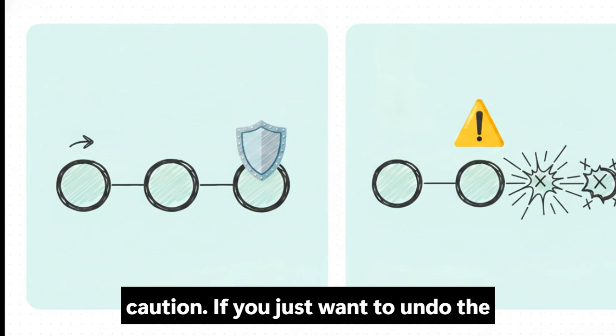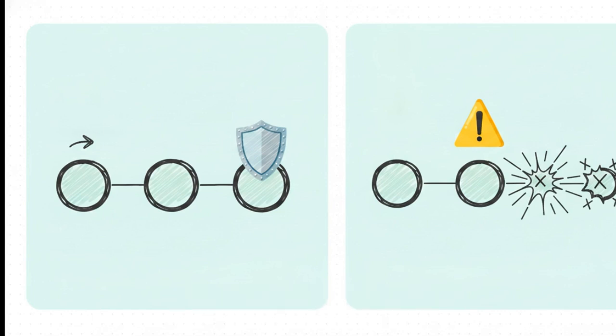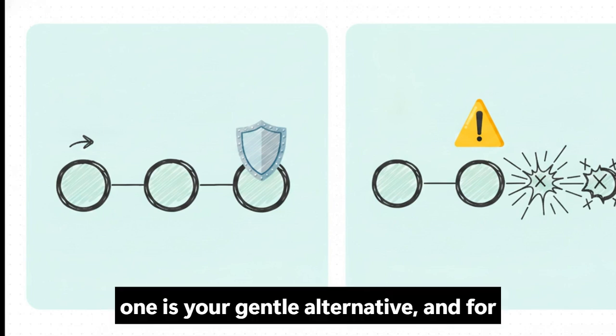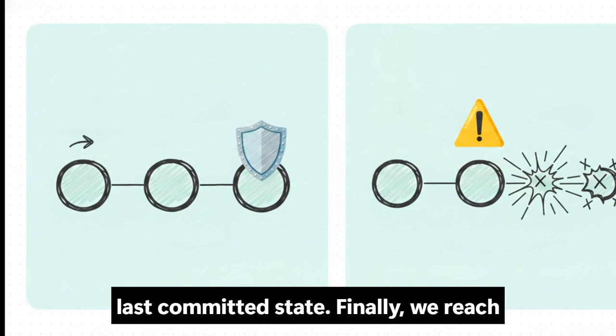If you just want to undo the commit but keep your file changes locally, git reset --soft HEAD~1 is your gentle alternative. And for simple uncommitted file mistakes, git restore just puts a file back to its last committed state.